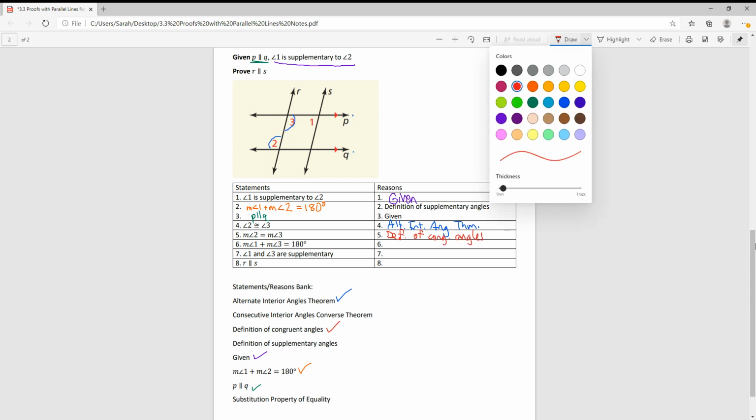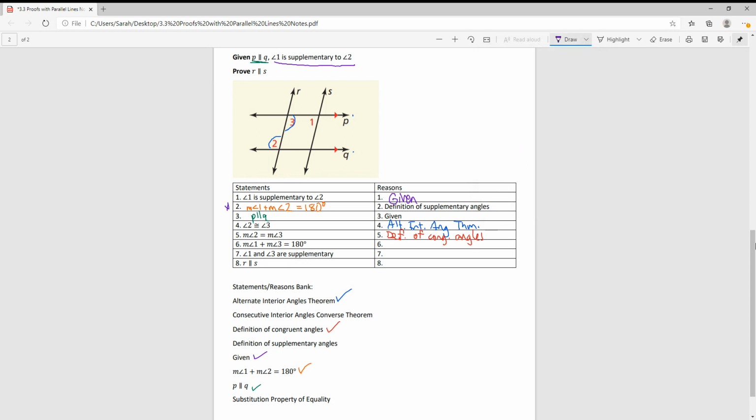All right. Next one, we jump into an equation. It says measure of angle 1 plus measure of angle 3 equals 180. This looks a lot like the equation we did in step 2, except instead of measure of angle 2, we now have measure of angle 3. I've substituted measure of angle 3 for measure of angle 2 since they are equal. And since I replaced or substituted, my reason for saying that is the substitution property of equality.